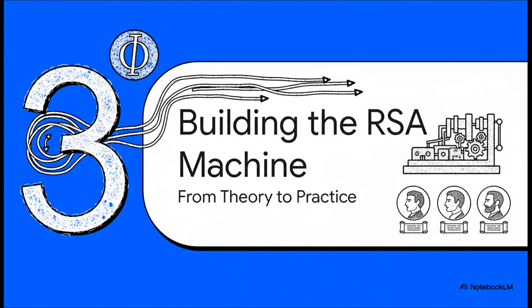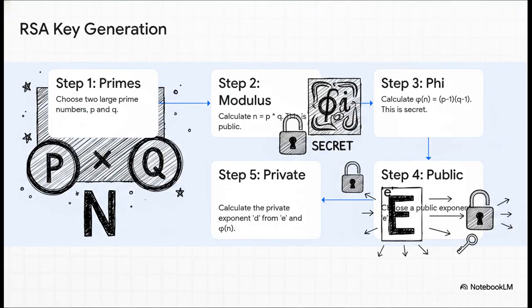Okay, so we have our secret component, this awesome phi function. Now let's see how we actually use it to build the encryption machine, step by step. This is the famous RSA algorithm, named for the guys who invented it, Rivest, Shamir, and Adleman. Think of it like a 5-step recipe.